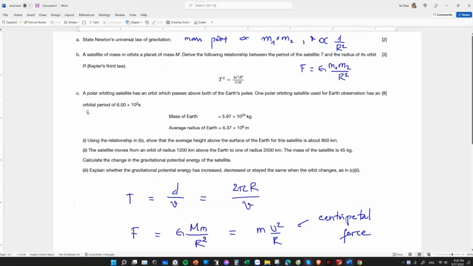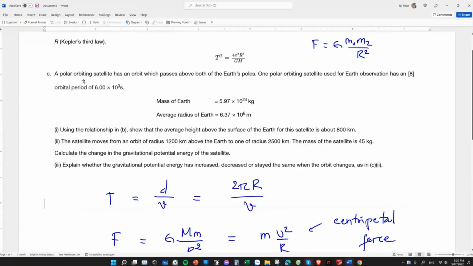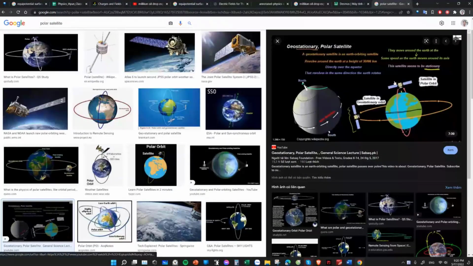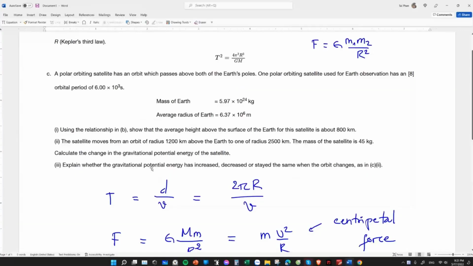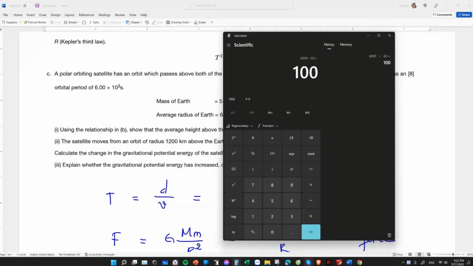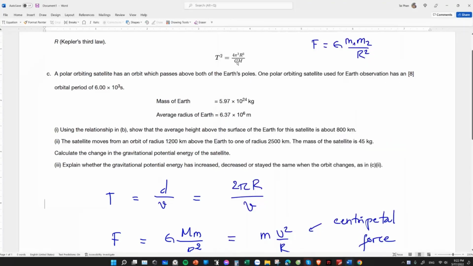Question C. A polar orbiting satellite has an orbit which passes above both of the Earth's poles. They pass over the north and the south pole. The polar satellite has a period of 6 times 10 to the 3 seconds, meaning 6,000 seconds, which means how many minutes? 6,000 divided by 60, since 60 seconds make 1 minute. So it takes 100 minutes, approximately equal to the period of a Starlink satellite.